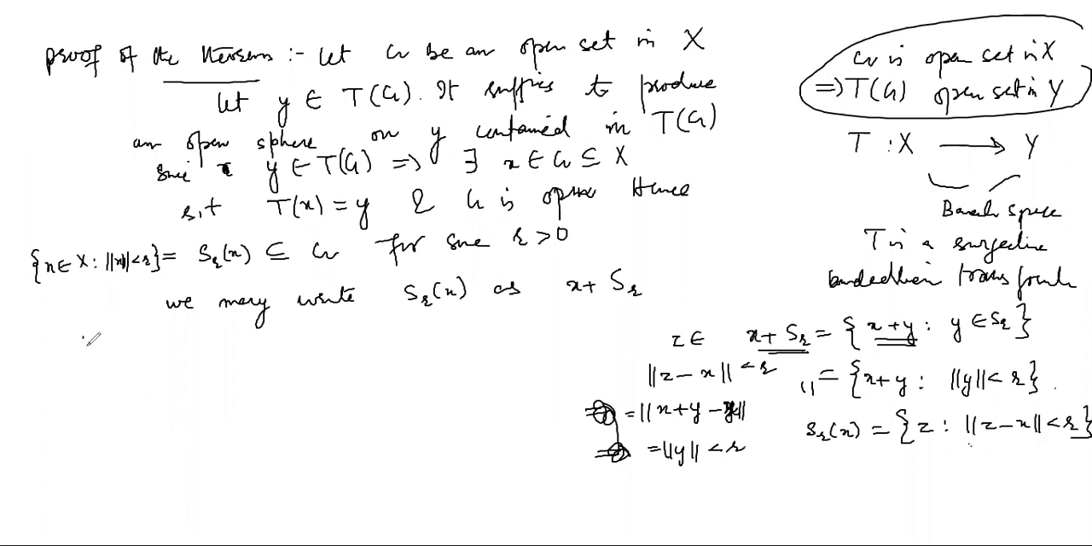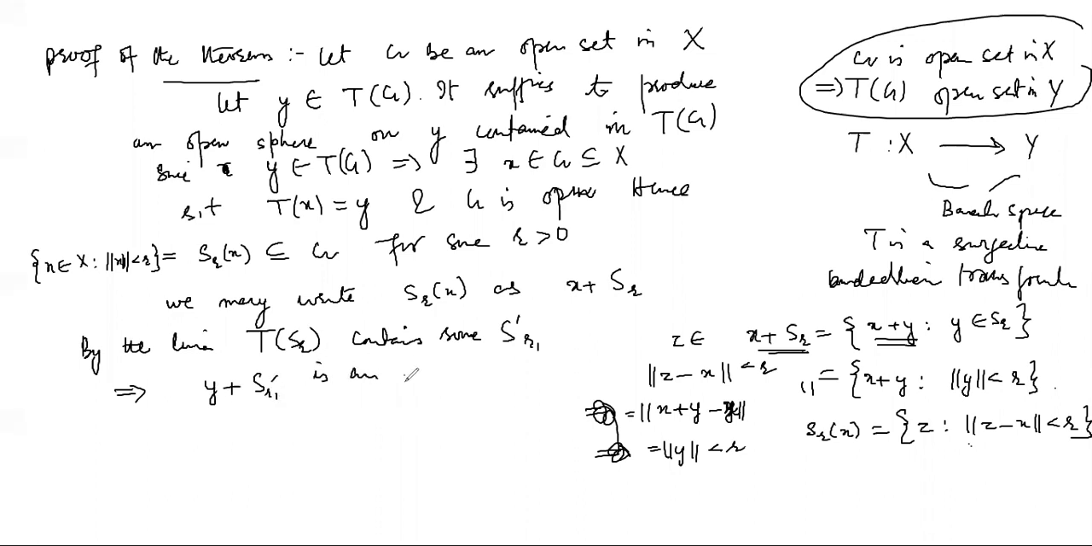So by the lemma, T of S_r contains some, let me call it S'_r1. Well, it contains some open ball centered at origin. So it implies that y plus S'_r1 is an open sphere centered at y.